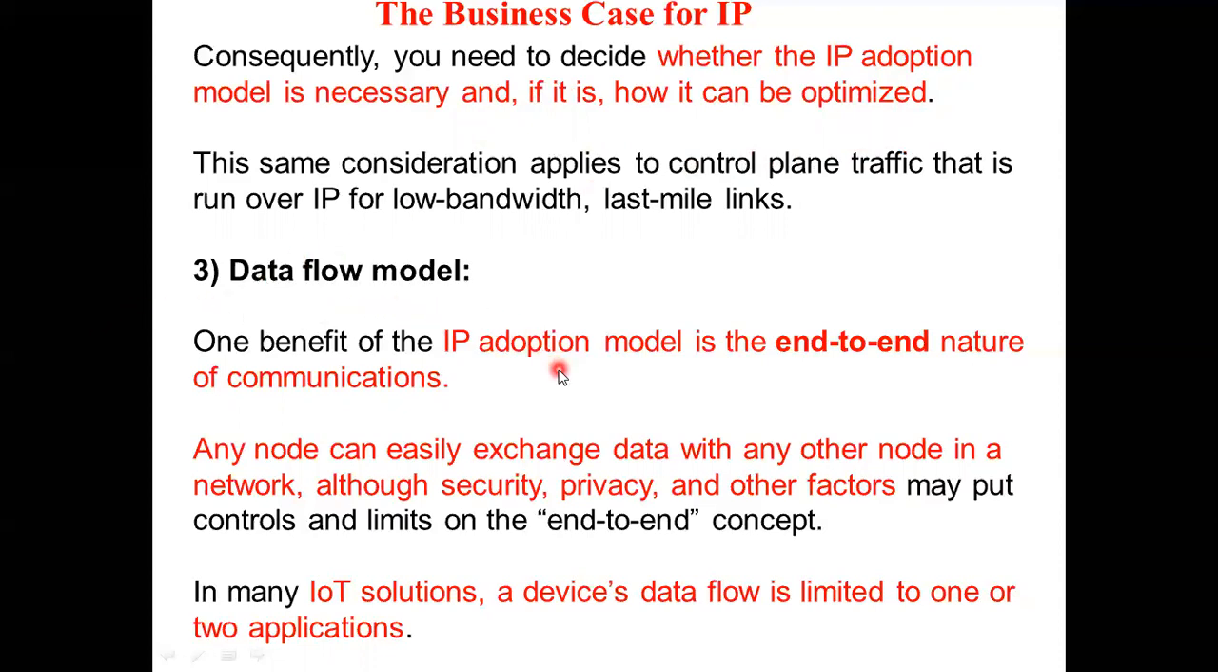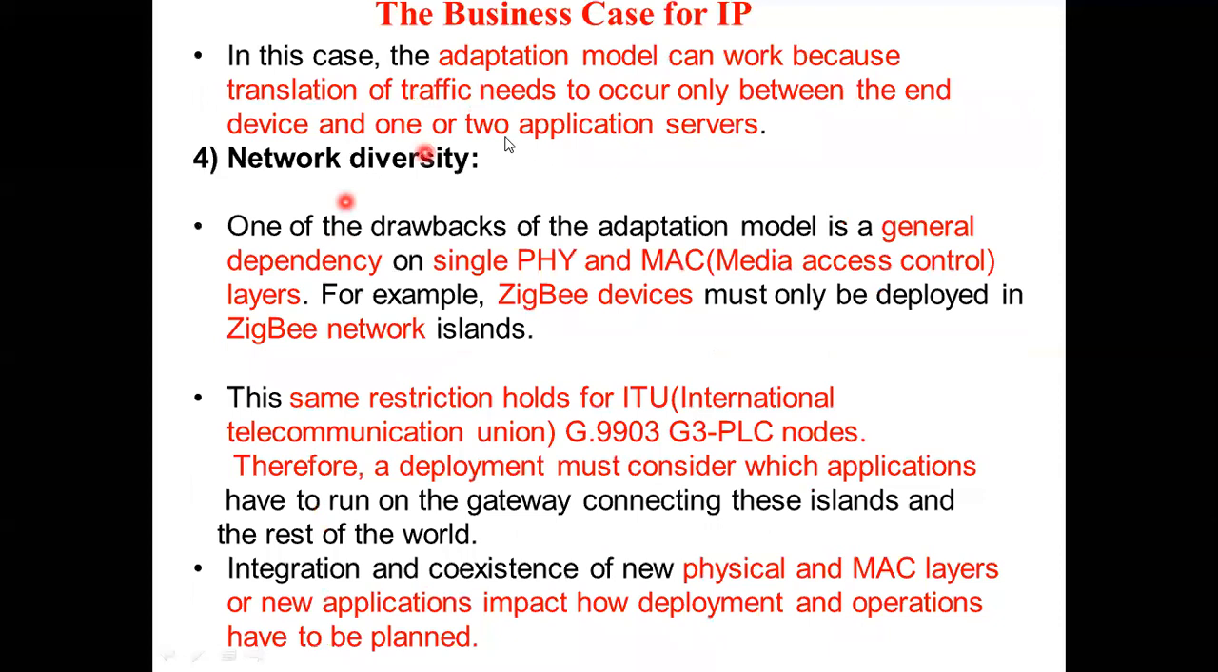Next is the data flow model. The IP adoption model is end-to-end, as already told, starting to ending. We make the new IP work here. Security, privacy, everything has to be taken care of. Normally the data flow in a particular device is either unidirectional or two-directional, bidirectional. That is the thing here.